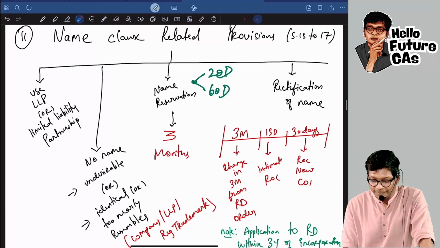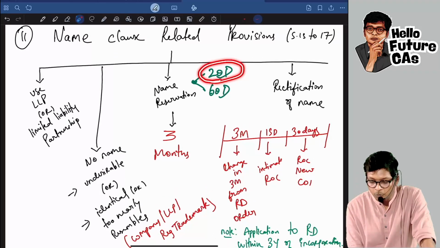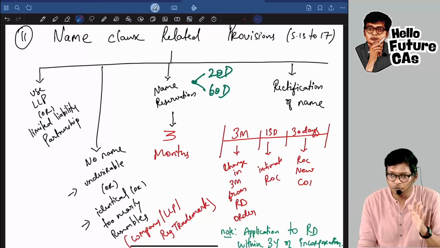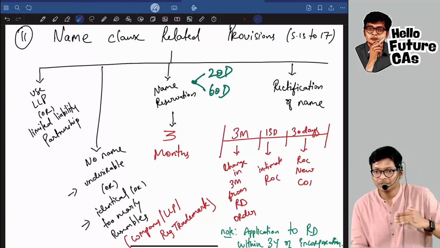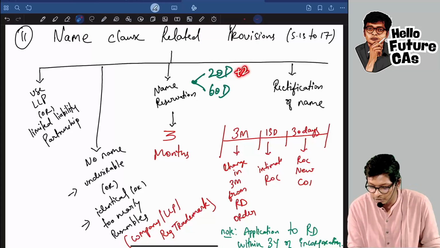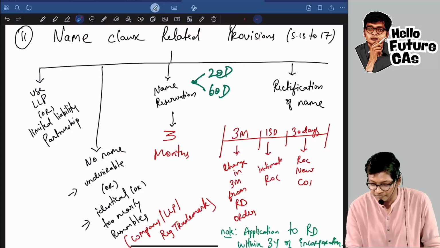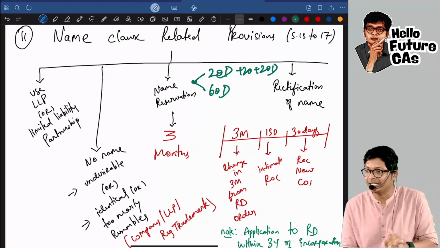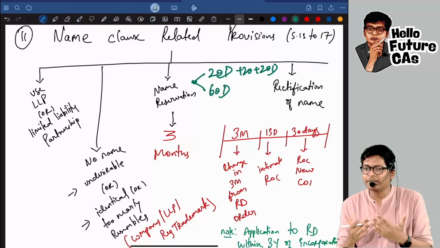For a company, how much is he giving? 20 days. But they also have another provision in Companies Act. If 20 days are not enough, you can extend by another 20 days. If that is also not enough, sir, then you can again extend by another 20 days. Are you following? This is Companies Act, not LLP. Are you okay with me doing comparative learning like this, guys?